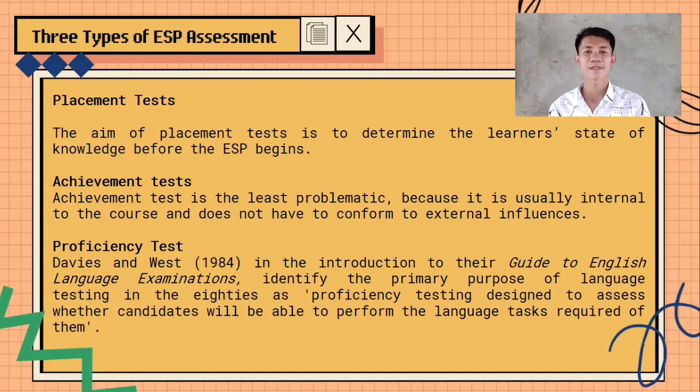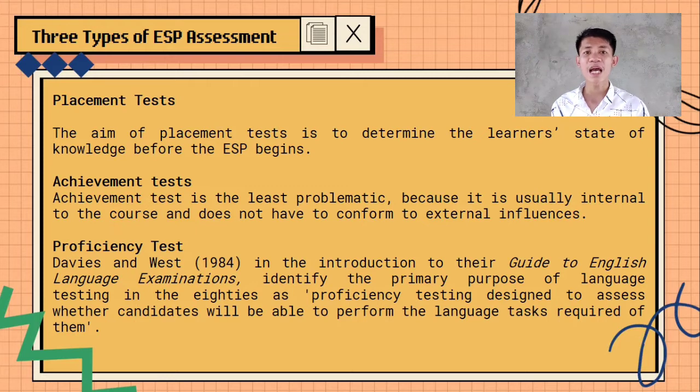The last type of assessment is the proficiency test. Davies and West in 1984, in the introduction to their guide to English language examinations, identified the primary purpose of language testing in the 80s as proficiency testing, designed to assess whether candidates will be able to perform the language tasks required of them.